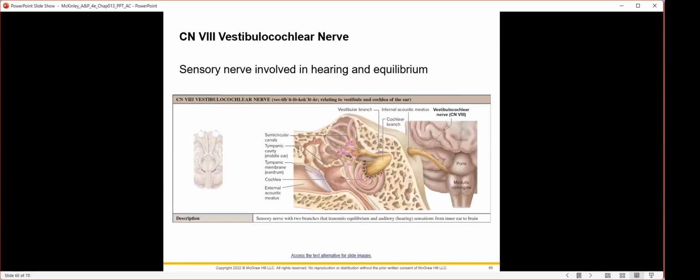Cranial nerve number 8 is your vestibulocochlear nerve, also called your auditory nerve, if you want to learn it that way. This is a sensory nerve. This is for your sense of hearing, as well as your sense of equilibrium or balance when your head is moving.